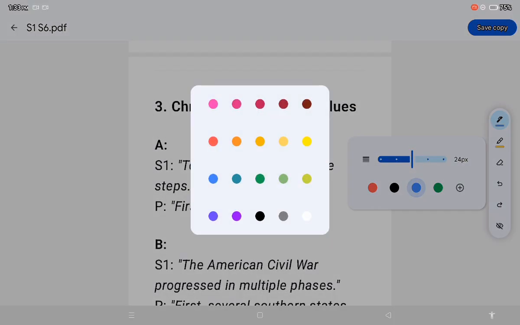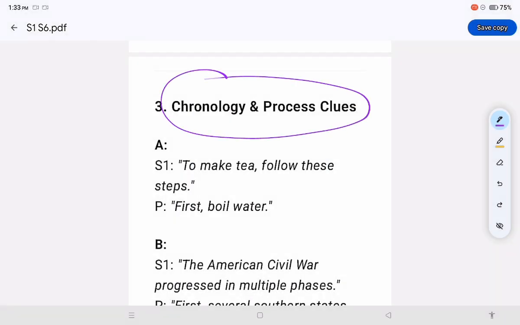The next point brings me to chronology and process clues. Now what does that mean? Some sentences describe events in order. That is, something has happened in sentence 1 and then that continues in sentence 2, then sentence 3, in that way. Chronology, like what has happened after what. So words like first, then, before, eventually, as a result. These words will tell you which comes first.